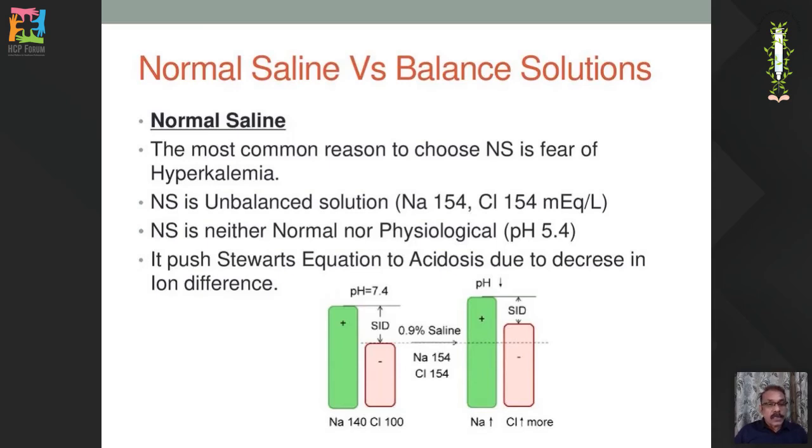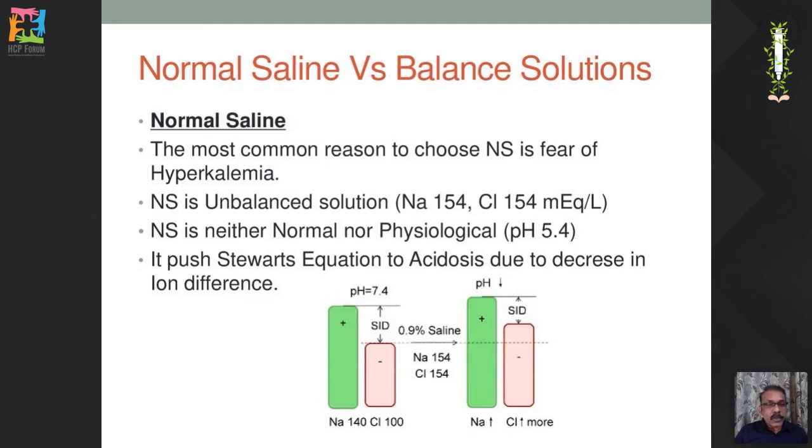Still there is a controversy, still there is a debate, and still there is confusion. But if we look at why they use normal saline, basically the first reason is the fear of hyperkalemia. Despite the patient being dialyzed, there is still a fear of hyperkalemia.